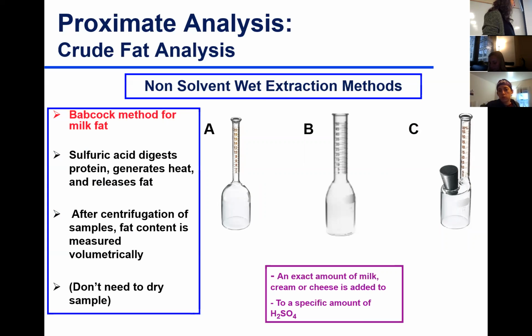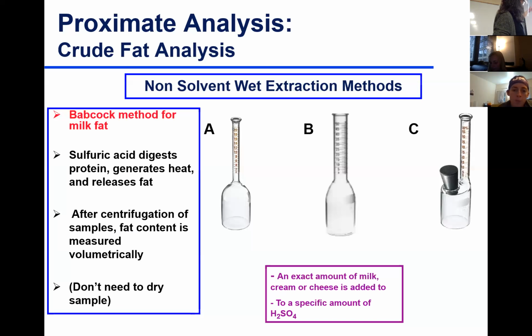You put in your sample and you add a specific volume of H2SO4. If you have milk, you put a specific volume of milk. Usually it's about 17.6 or 17.8, it's a very specific volume, milliliters of your sample, and about an equivalent amount of concentrated H2SO4. So it's a concentrated acid, again about 17.6 or 17.8 milliliters. I can't remember the exact volume, but it's around that ballpark number.